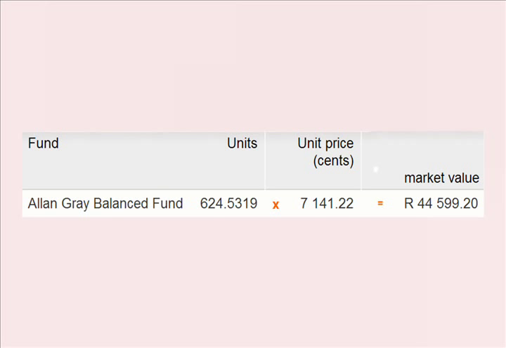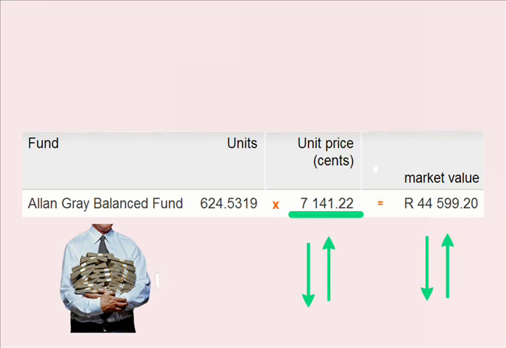The unit price published daily by the asset manager is the value of 1 unit of that unit trust after the asset management fee. Then times the unit price by the number of units. Now you have the investment value. If the unit price moves up, the value of the investment moves up. Conversely, if the unit price moves down, then the value of the investment moves down. It is the asset manager's job to try and maximize the unit price of their unit trust within their mandate.